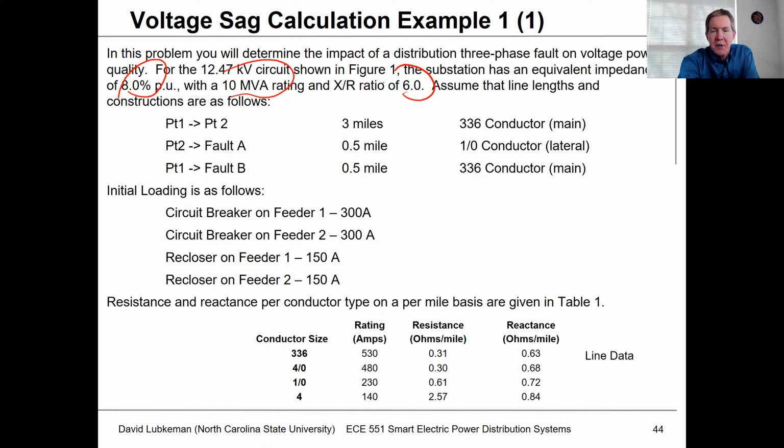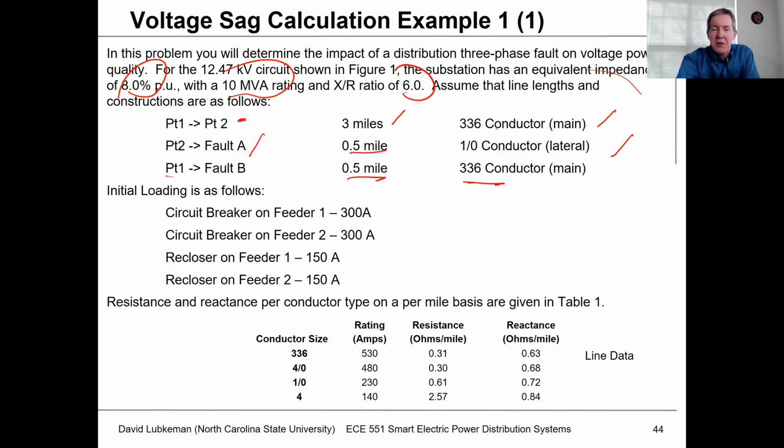And then for the line lengths, between point 1 and point 2 this is 3 miles. This will be 336 conductor. Between point 2 and the A fault location, this will be 0.5 miles. This will be assumed to be 1/0. And then between point 1 and where fault B is at, this will be 0.5 miles, and this will be 336. So the 336 is for the main feeder and the 1/0s for the lateral.